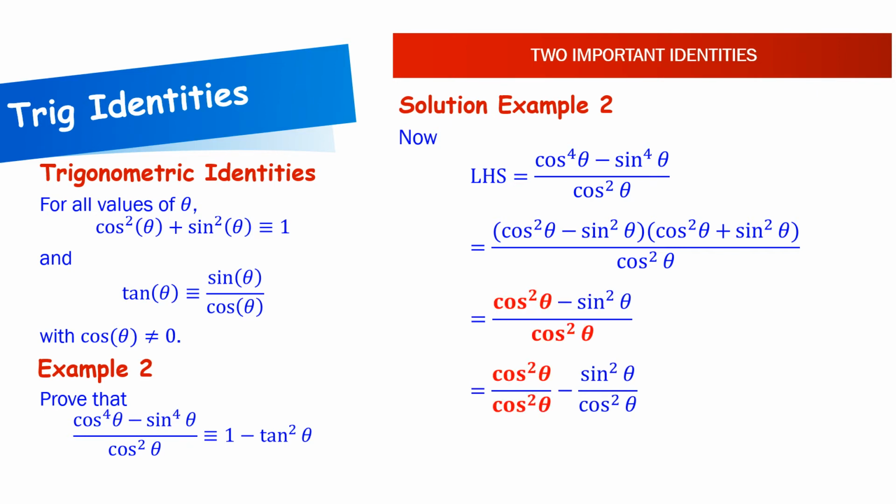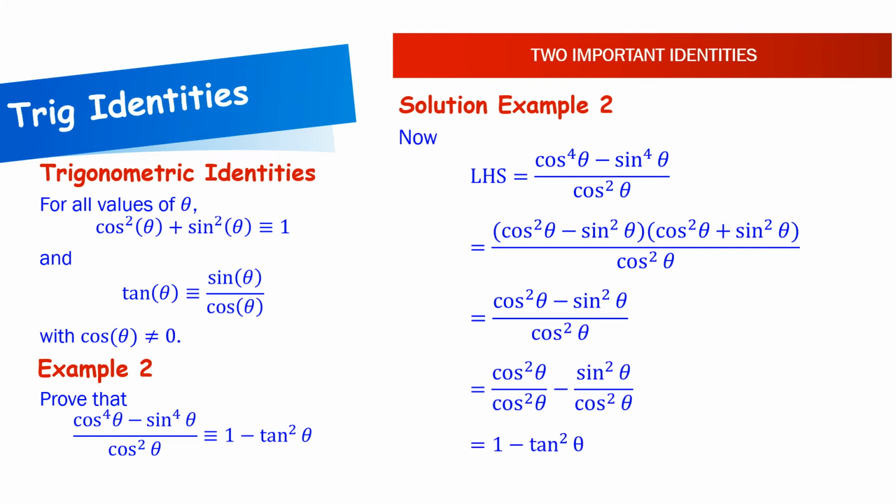And so we have cos squared over cos squared minus sine squared over cos squared, giving us 1 minus tan squared theta, which is of course equal to the right-hand side. And therefore we've proved the identity in example 2.